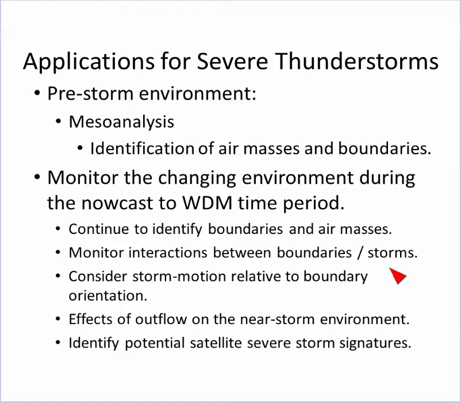And in that sense, we mean continue to identify the boundaries and air masses, monitor interactions between boundaries and storms. It's important to consider storm motion relative to the boundary orientation. That's something that I'll list here as well. And note the effects of outflow on the near storm environment. And also identify potential satellite severe storm signatures.